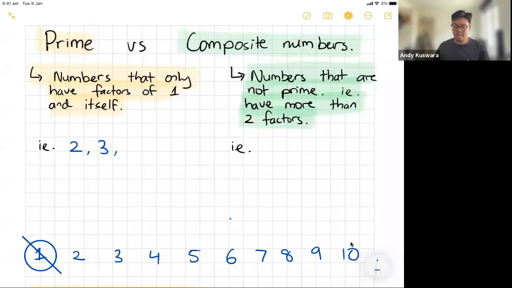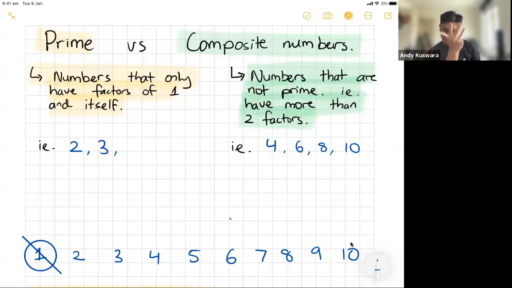Now, four can be divided by two. It's an even number, right? So that means four would be a composite, and by that measure, every other even number, 4, 6, 8, 10, are all composite numbers too, because they can all be divided by two. Four can be divided by two, and one and four. So see how there's more than two factors there? Same with six. Six can be divided by one, by two, by three, and by six. So there's four factors there.